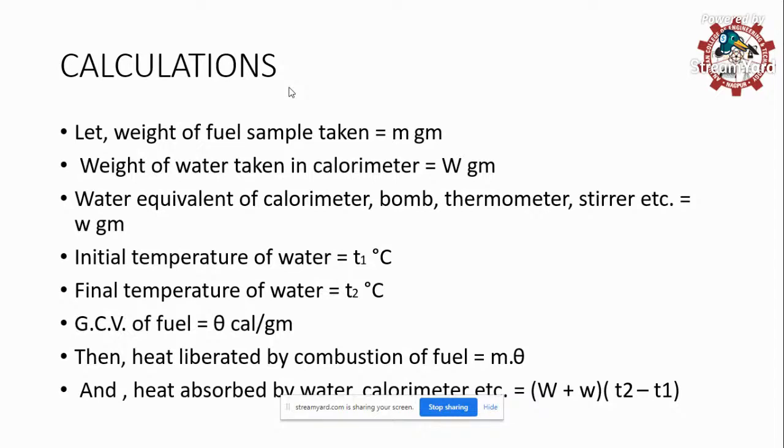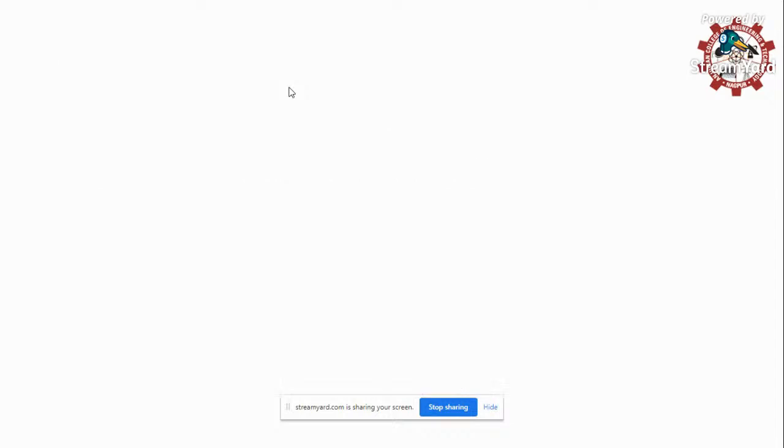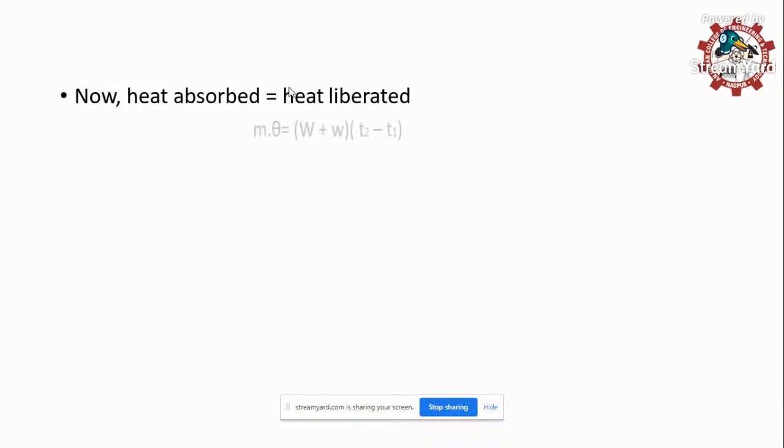Okay, so whatever heat has been absorbed is taken up by the water. So we need to add the weight of the water to the water equivalent, and multiply it by the difference in temperature. We also know that heat absorbed is equal to heat liberated. Whatever heat is absorbed, the same heat was liberated. We had calculated both earlier, so we are just equating them. m theta equals (W plus w) into (T2 minus T1).